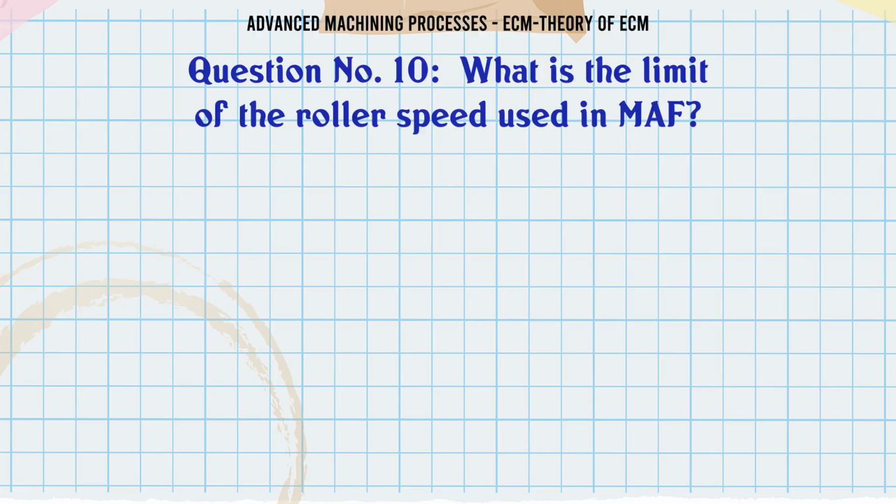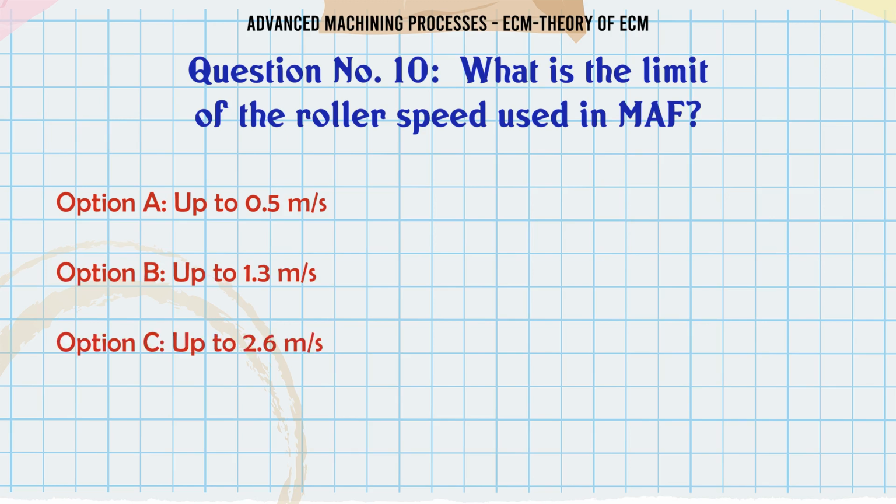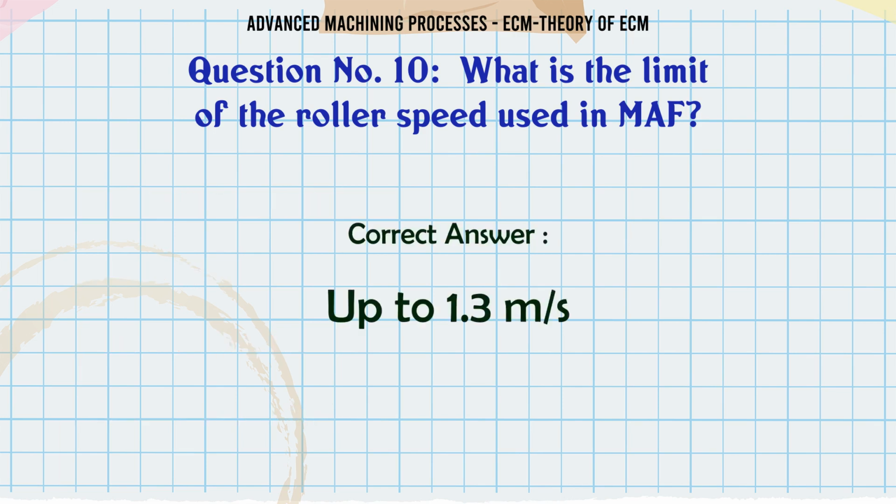What is the limit of the roller speed used in MAF? A: up to 0.5 m/s. B: up to 1.3 m/s. C: up to 2.6 m/s. D: up to 3.3 m/s. The correct answer is up to 1.3 m/s.